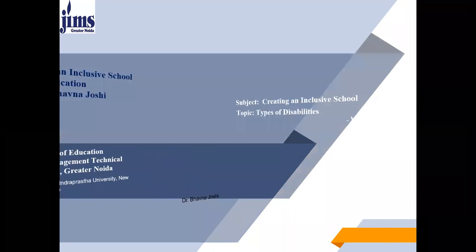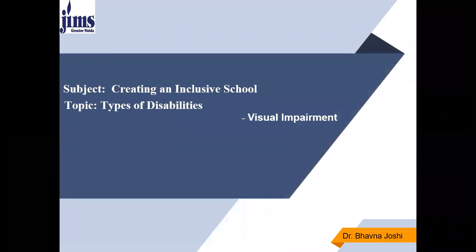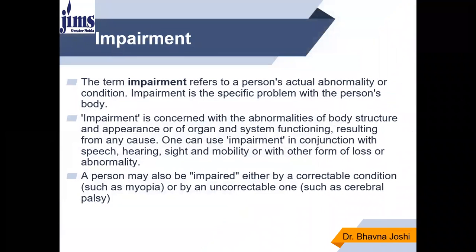In this subject today we will be studying about the types of disability, and specifically we will be studying about visual impairment. This topic is in your unit 2 of creating an inclusive school, BA 218. So let's start. Before starting with visual impairment, the different types of disability, it is very important to know the meaning of impairment. What is impairment?